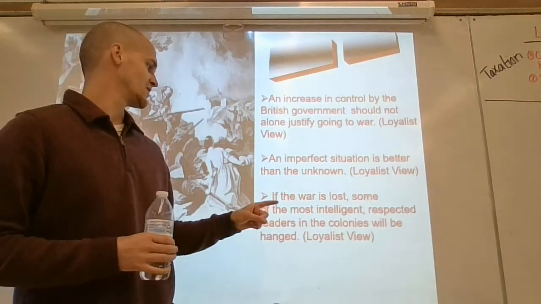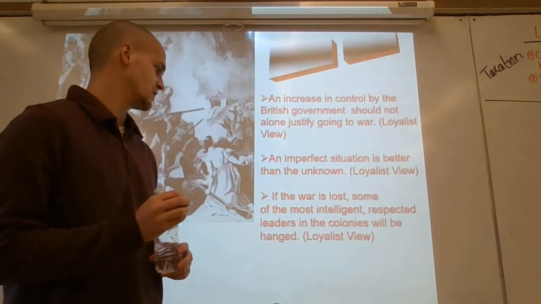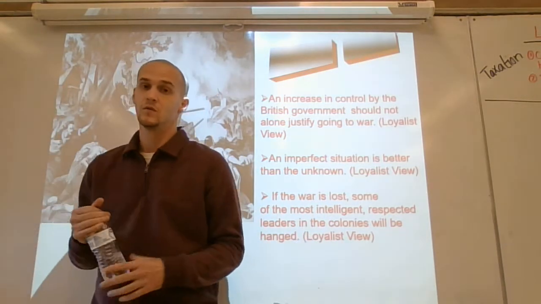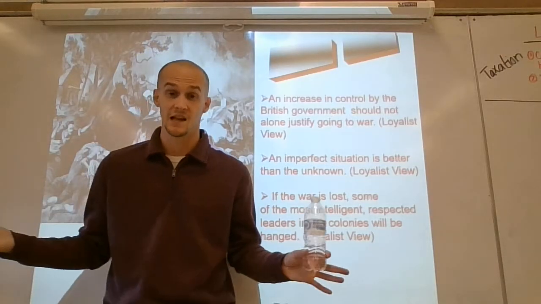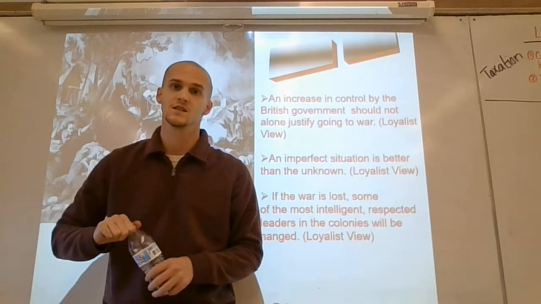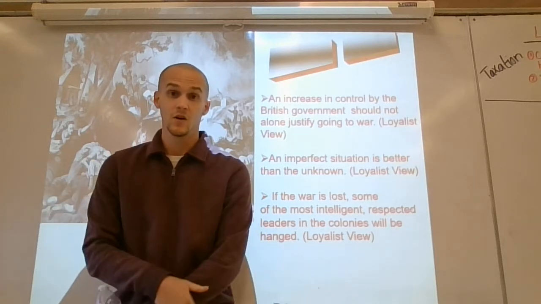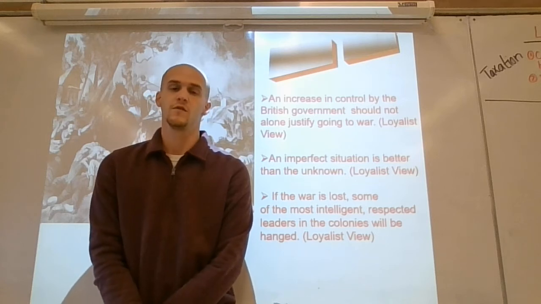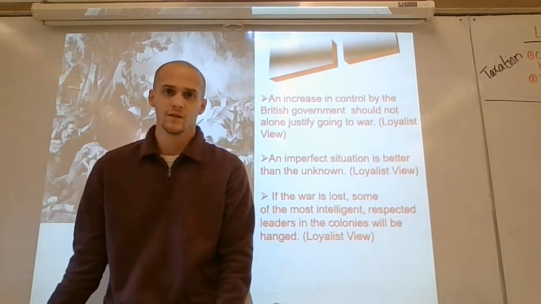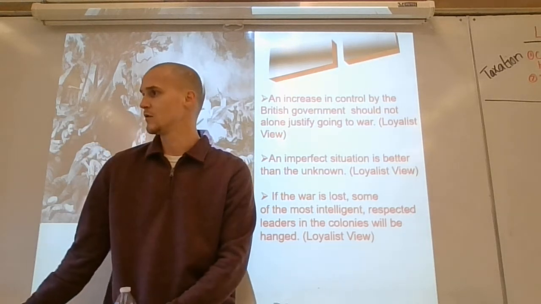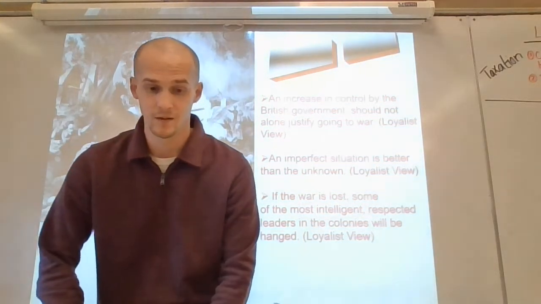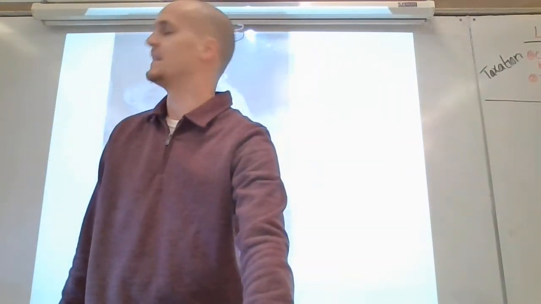The last one: if the war is lost, some of the most intelligent, respected leaders in the colonies will be hanged. This would be treason. The punishment for treason is death. And by fighting against Great Britain, you were fighting against the government that was in charge. Therefore, all of those leaders are going to be killed for treason, for trying to overthrow the government. And so Loyalists felt, well, if all of our great leaders are killed, how can we run and rule ourselves following the end of this war, especially if we lose?